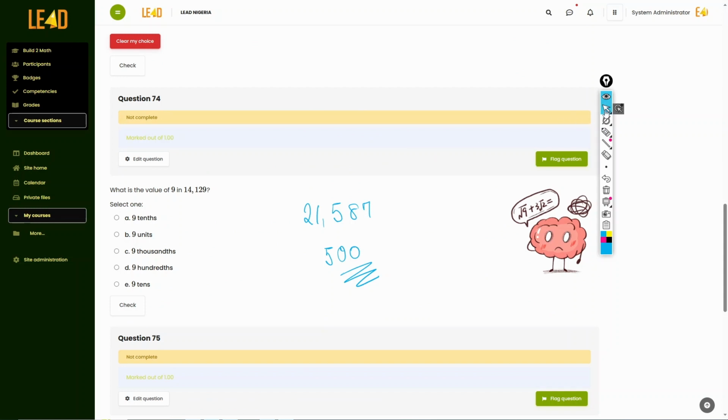What's the value of 9 in that? Okay, so we have 14,129. So that's just 9, if I turn everything else to 0, because that's how you find the value of a digit. You find the value of a digit by turning every other digit to 0. So if I turn everything else to 0, I just have 9, which is 9 units.